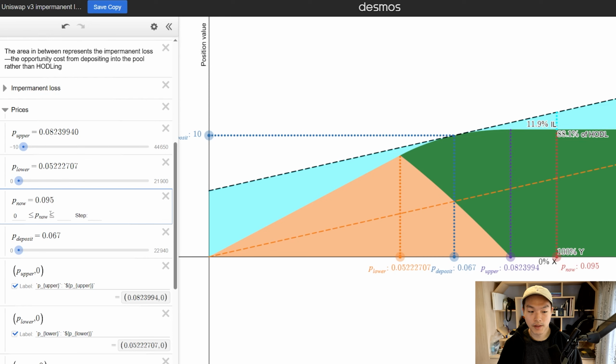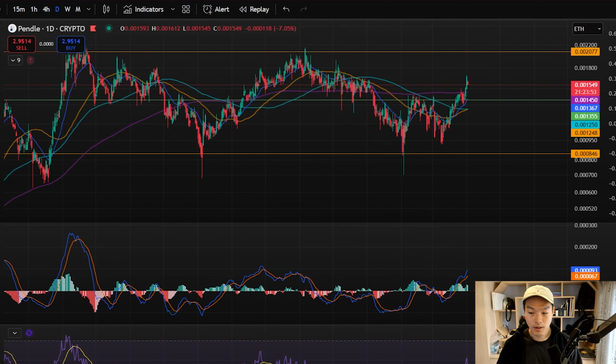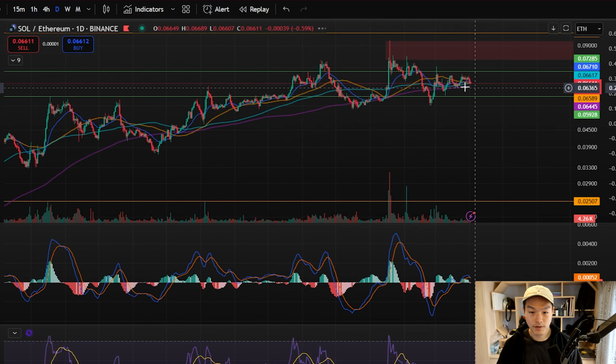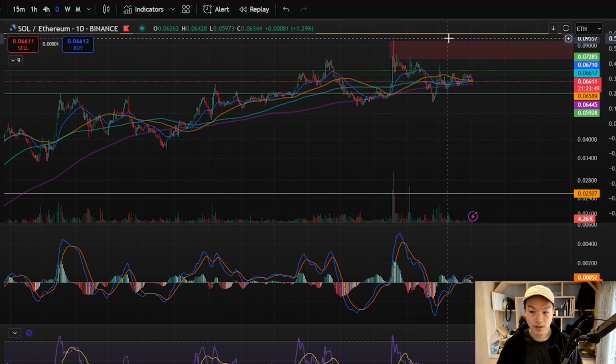If ETH and SOL pumps to like 0.095, he would suffer roughly 12% impermanent loss. And you can see the 25% we were just talking about will cover that, right? And I picked 0.095 because if we look back at our chart, that's roughly where the recent high was.